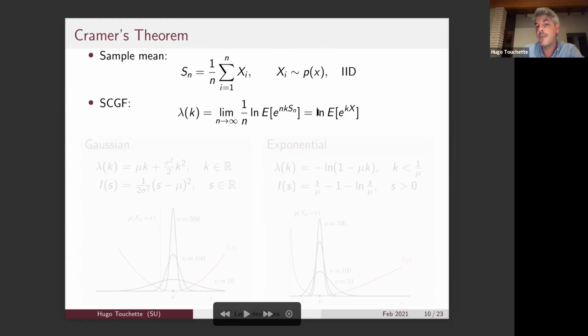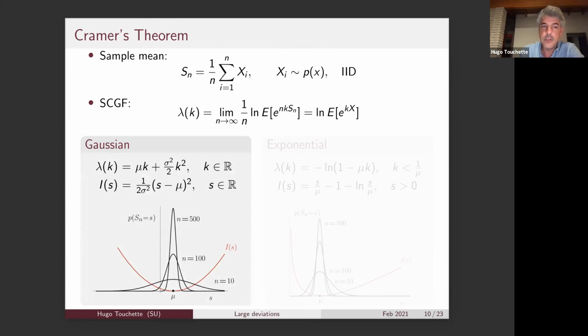But for IID random variables, everything simplifies massively because there's no correlation. The random variables are independent, so the product of exponentials will factorize. They're identically distributed, so the limit disappears. And what you're left with is that lambda k is the cumulant function of one random variable. So that's easy to calculate. You can take your favorite distribution. If you have a sum of Gaussians, you can calculate lambda k. It's a parabola, it's differentiable. You can take the Legendre transform. It's also a parabola. And so you now get the rate function for a sum of Gaussians.